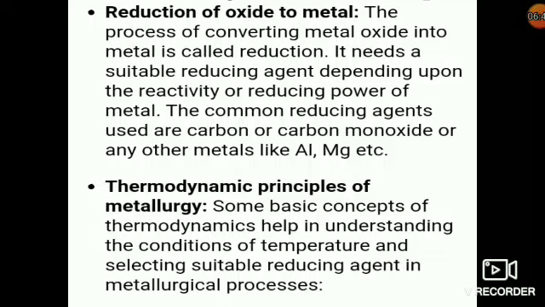Now, in the thermodynamic principle of metallurgy, we get the basic concept of thermodynamics that helps us in understanding the condition of temperature and selecting the suitable reducing agent in the metallurgical process. So what is the importance of thermodynamic principle in metallurgy, before we go for the reduction process? It helps us to choose the temperature condition and to choose the suitable reducing agent for the process.